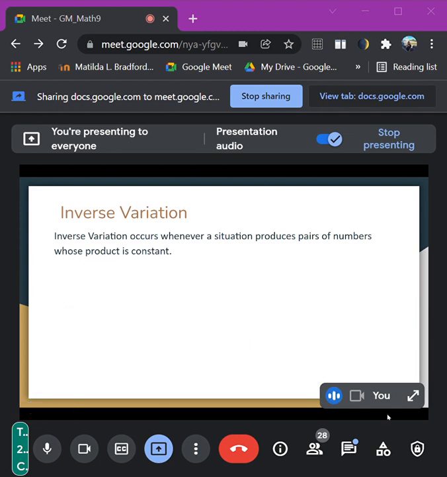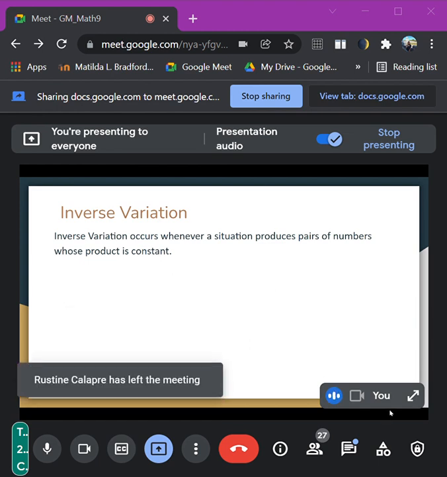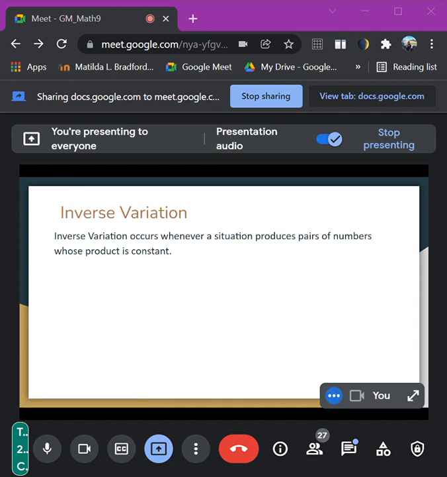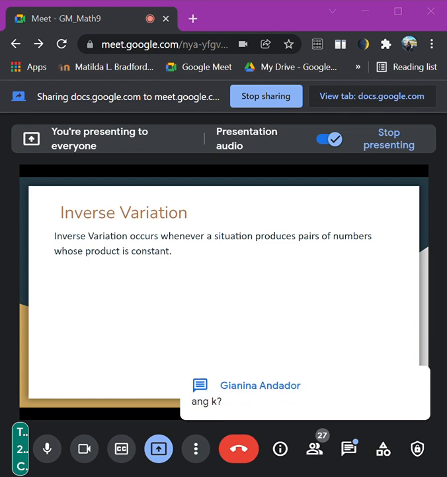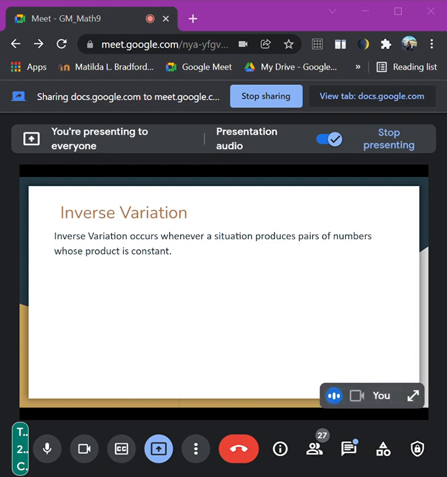So in our direct class, unsa man atong constant ato niya? What letter signifies our constant? Unsa man to siya nga letter? Okay, very good. Ang K. So here in our inverse as well, our constant is also K.